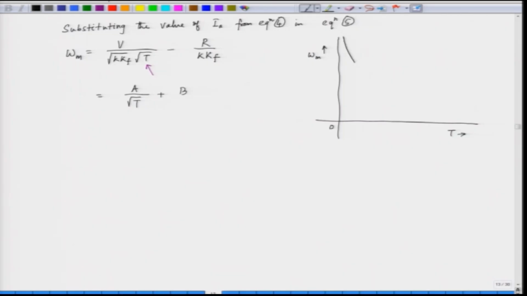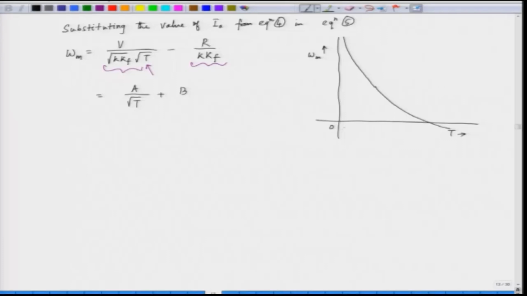So, it is infinity, and as we increase the torque, after some time these two quantities will be exactly the same. Torque was initially 0. When we are increasing this torque, when these two quantities will be the same, omega m will be equal to 0. So, finally, what we get here is the torque speed characteristic of a series motor. It is interesting to note that at T equal to 0, the speed is infinity ideally.